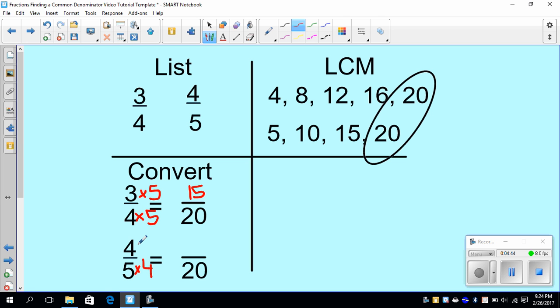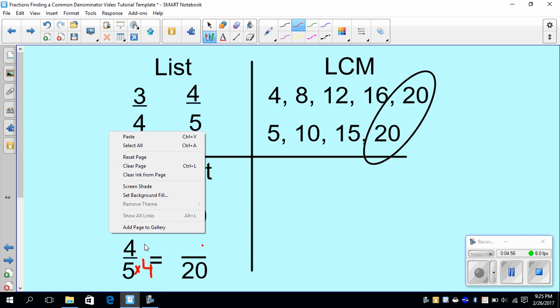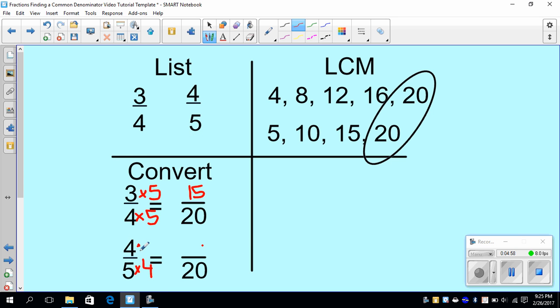So I'll do the same thing to the numerator. Do the same thing to the numerator as you did to the denominator. Oops, sorry, I made that mistake there. I'm going to fix that, times 4. I want to do the same thing to the numerator as I do to the denominator. So 4 times 4, my new numerator there is 16. So 16/20 is the same as 4/5.